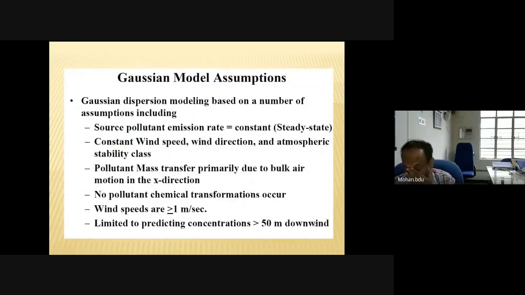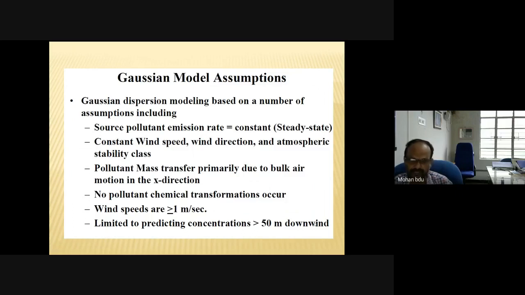But the Gaussian model does not take into account all this. It assumes that the source pollutant emission rate is constant, steady state, constant wind speed, constant wind direction, and the atmospheric stability class is also taken as one thing, either stability class A or B. It is not that a plume experiences all these classes.